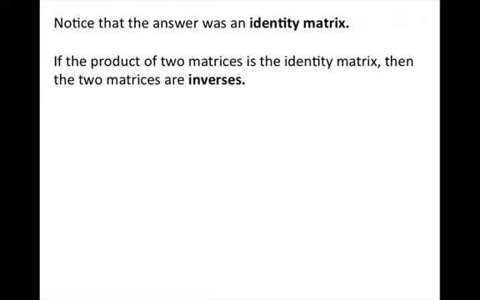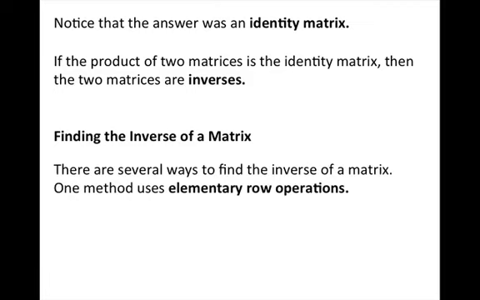Just like with the two numbers, 1/2 times 2 gave me the identity element of 1, so 1/2 and 2 were inverses. They were multiplicative inverses. Well, if I multiply two matrices and I get the identity matrix, those two matrices are inverses. Well, let's look at finding the inverse of a matrix.